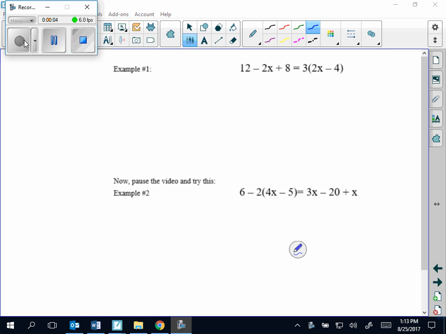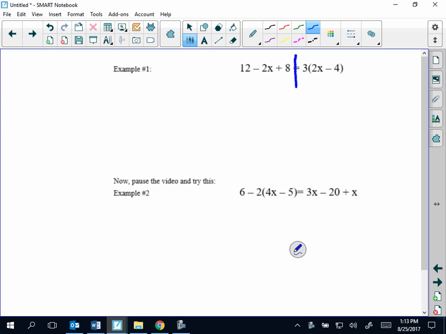When you work these problems, we want to follow a general plan of simplifying each side of the equal sign before we start solving anything. Simplifying consists of distributive property and combining like terms. So let's look at the left-hand side first.